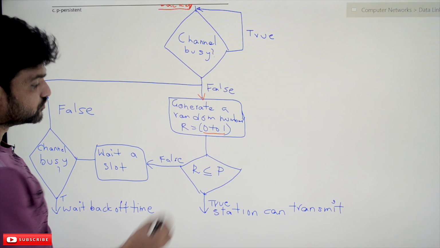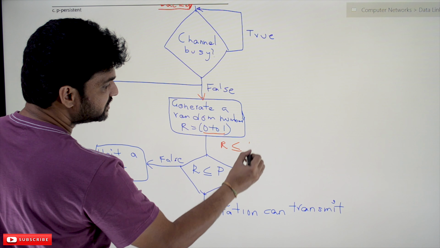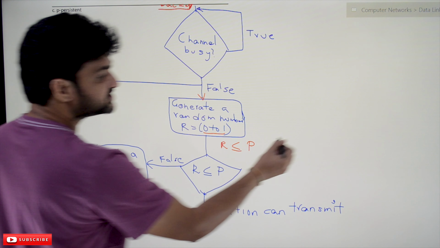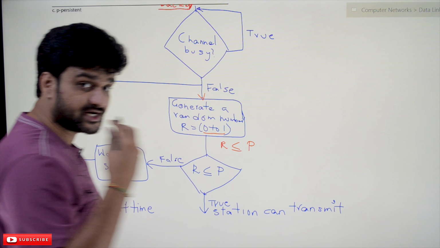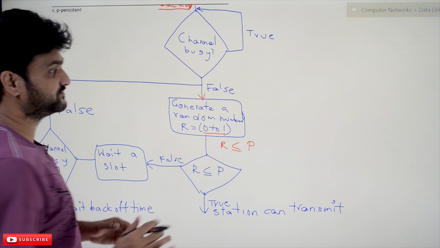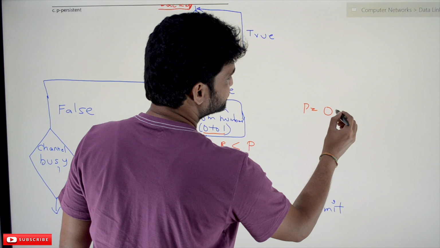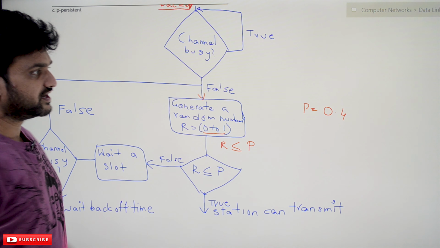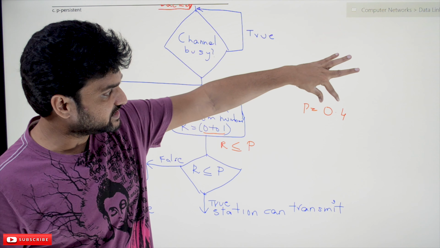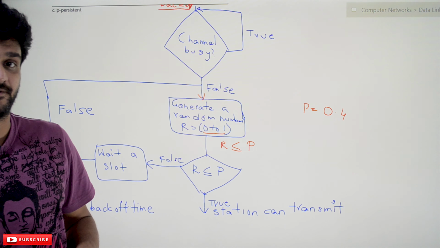If that value R is less than or equal to P, it means it is the probability of the channel for transmission. With that probability it can transmit. For example, if the channel P value is, let's assume, 0.4, it means that with a probability of 0.4 we can transmit the data.